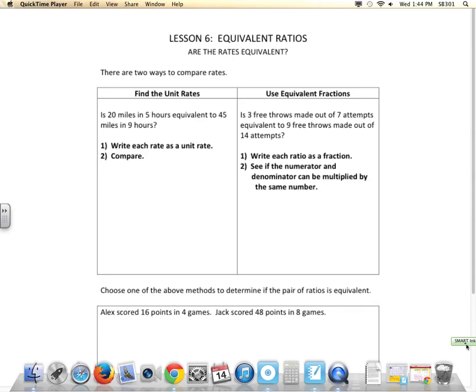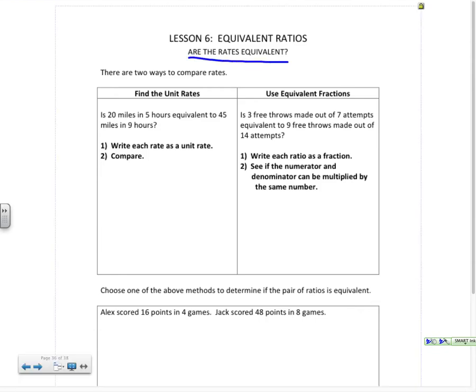So, the lesson's called Equivalent Ratios, and we're going to try to figure out, are the rates equivalent? That means, are they equal? So, there are two ways to compare rates. We're going to start with finding unit rates, and if we remember, the word unit always means 1. So, we're going to have a 1 on the bottom. So let's look at the question. Is 20 miles in 5 hours equivalent to 45 miles in 9 hours?